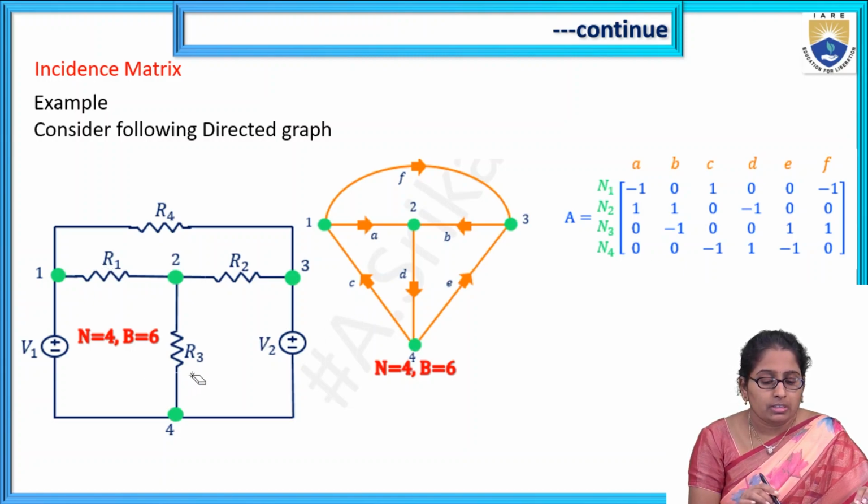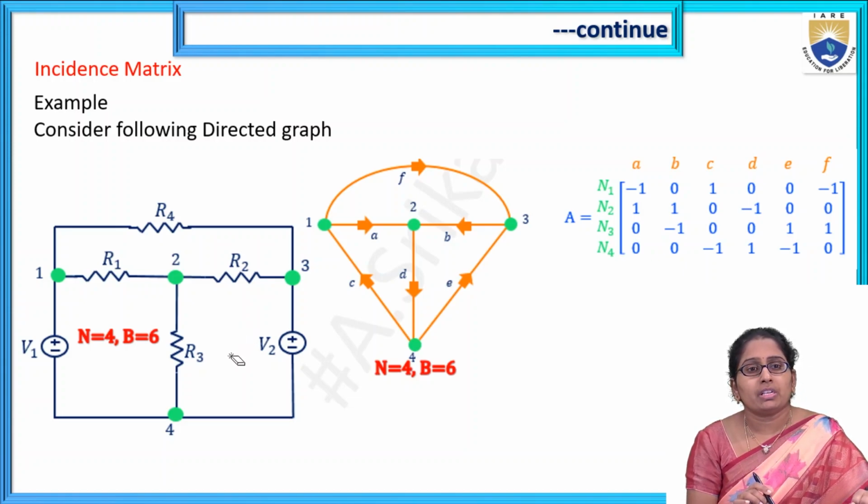So first one is, let us say, the given electrical circuit. There are 2 voltage sources and the resistors are given here, R1, R2, R3, R4. So there are 4 resistors present in the electrical circuit. Now, draw its equivalent network graph.